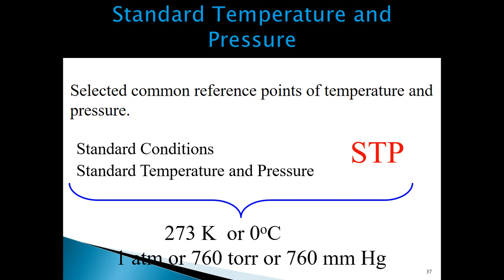Once those conditions are held, we can make meaningful comparisons between gases in terms of their other properties. Standard temperature was decided to be 0 degrees Celsius, which is 273 Kelvin, and standard pressure is 1 atmosphere, which is the same as 760 torr, or 760 millimeters mercury. Whenever you see the abbreviation STP, that stands for standard temperature and pressure, and you should immediately understand that these are the conditions we're talking about.